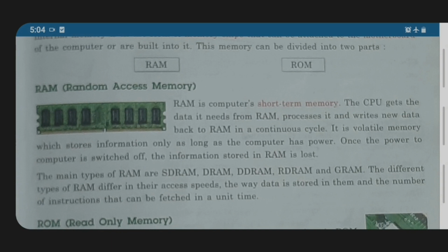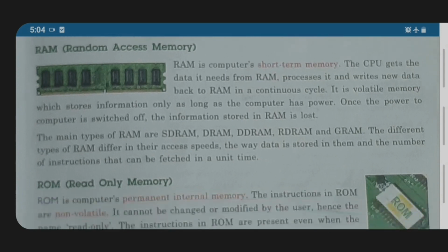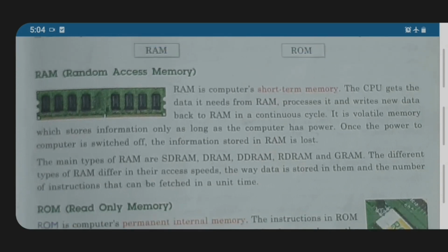So in RAM, when we are doing any work, if the light is switched off, then what happens? All the information we had stored will be lost. That's why most of the information we store in the ROM only. So RAM is a temporary memory. It can't be saved permanently. The main types of RAM are SDRAM, DRAM, DDRAM, RDRAM and GRAM. The different types of RAM differ in their access speeds, the way data is stored in them and the number of instructions that can be fetched in a unit time.